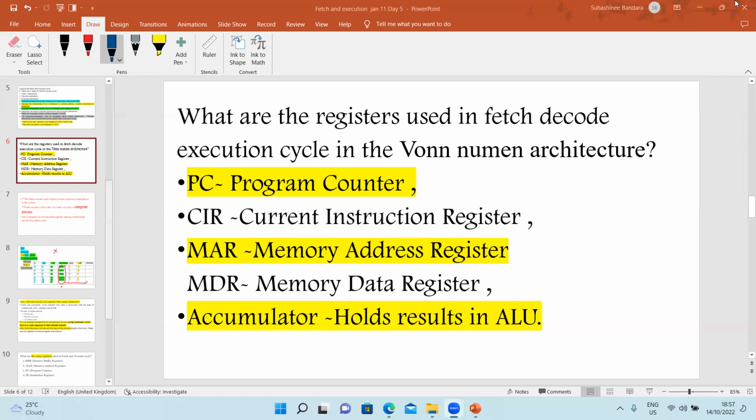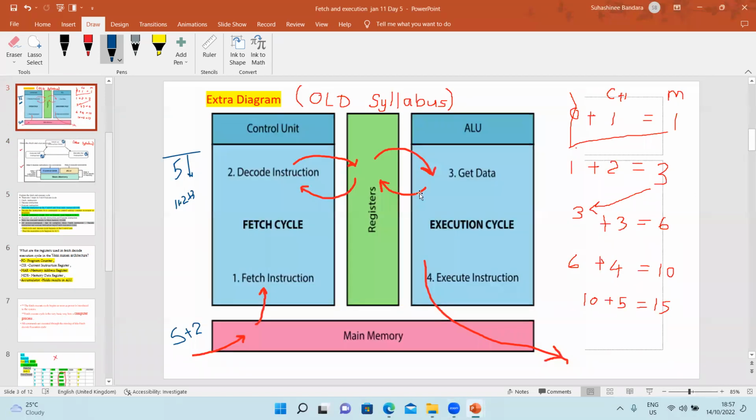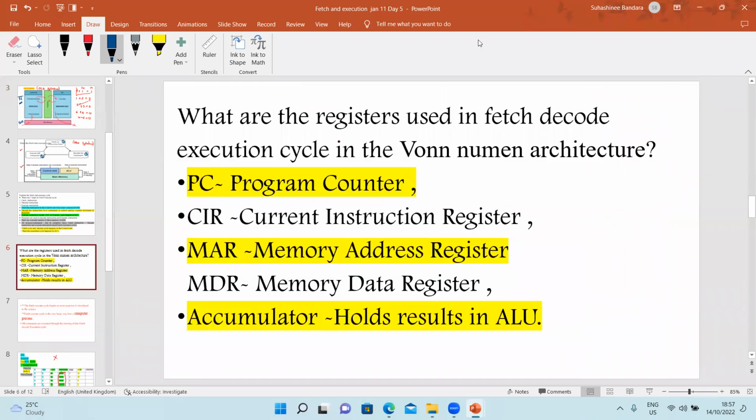First, we'll copy this one. These registers are used to store the data temporarily. Here, it remains inside the register. That means this location. So the examples of these registers are the ones which I explained now. Copy down this one.